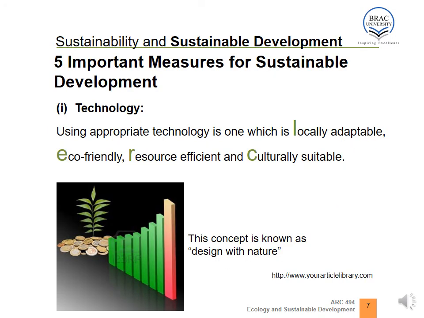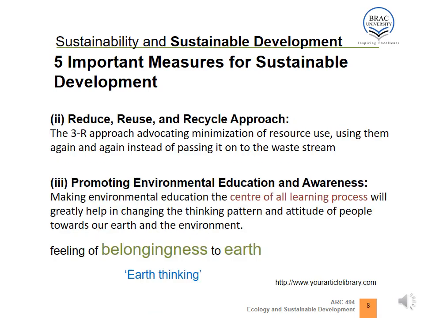So now there would be a question: how are we going to measure sustainable development? There are five important measures we have in our hand. The first one is technology. Appropriate technology is one which is locally adaptable, eco-friendly, resource efficient, and culturally suitable. This sort of technology is something we would like to embrace to attain or to measure sustainability in the first hand. And this whole concept is called design with nature.